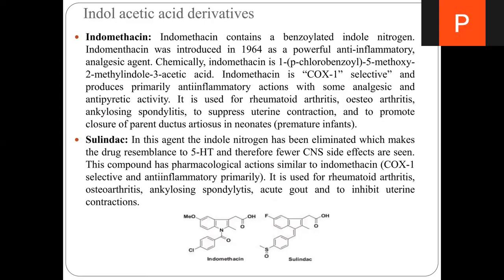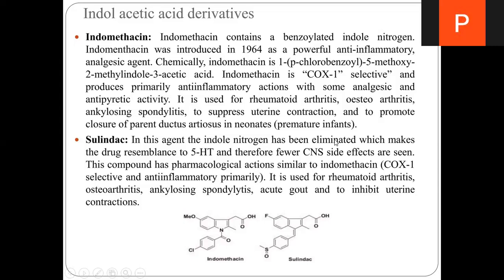Next, coming to the indole acetic acid derivatives. Under that, in the indole acetic acid derivatives, the first one is indomethacin and the second drug is sulindac. Okay, so chemically indomethacin is 1-parafluorobenzoyl-5-methoxy-2-methyl indole-3-acetic acid. Indomethacin is COX-1 selective and produces primarily anti-inflammatory actions with some analgesic and antipyretic activity.